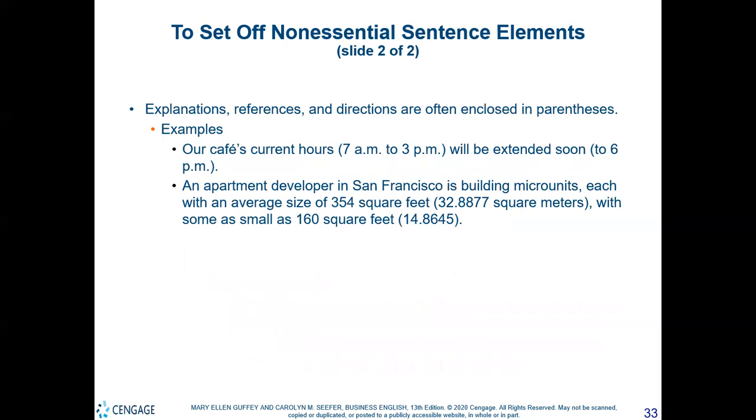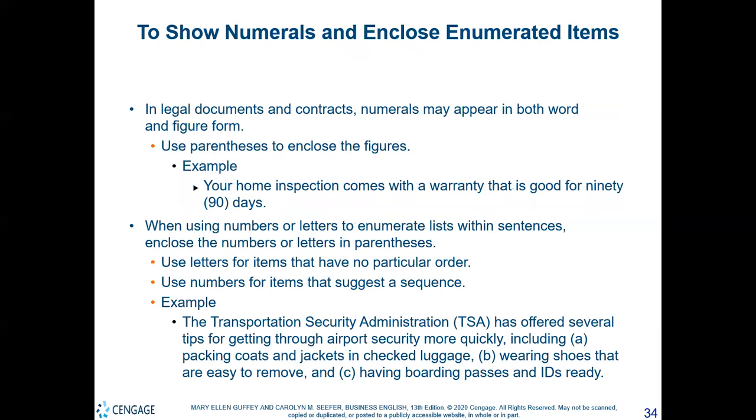To set off non-essential sentence elements, explanations, references, and directions are often enclosed in parentheses. Example: Our cafe's current hours (7 a.m. to 3 p.m.) will be extended soon to 6 p.m. An apartment developer in San Francisco is building micro units, each with the average size of 359 square feet (32.8877 square meters), with some as small as 160 square feet (14.8654 square meters).